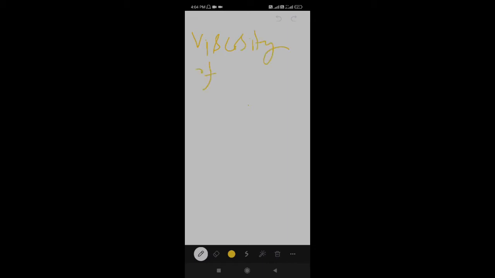Viscosity of gases. It is a property exhibited by all fluids, of course gases also, but we are sticking to the gases only for now. We are not considering liquids. Liquids also exhibit viscosity.